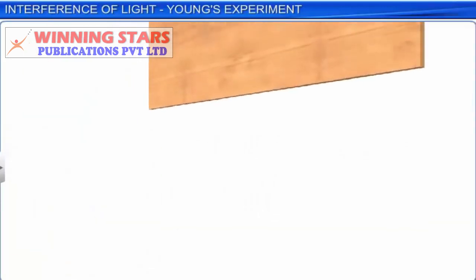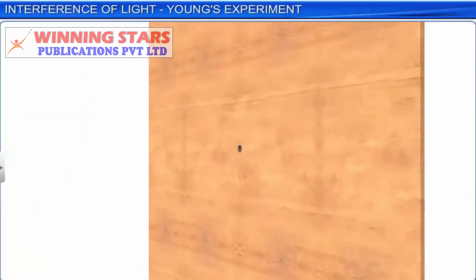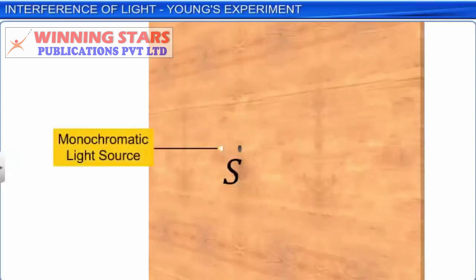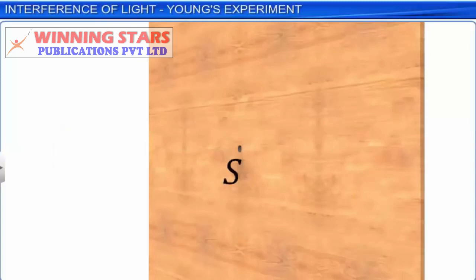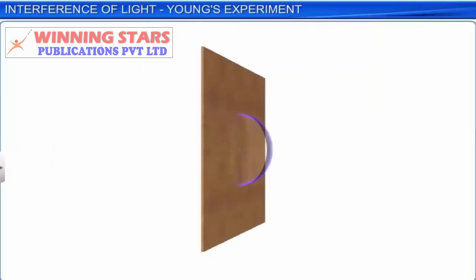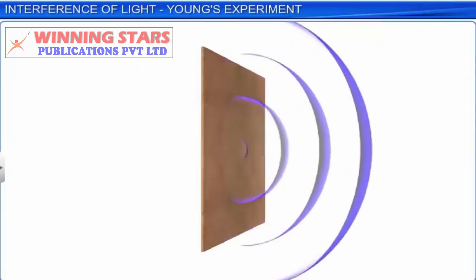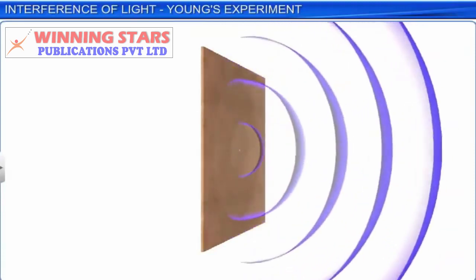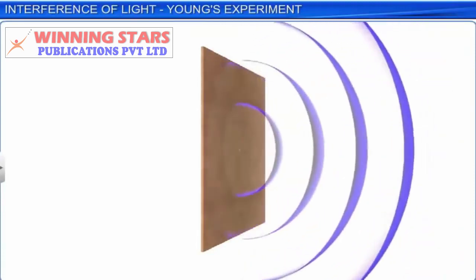Take an opaque screen with a small pinhole S and place a monochromatic light source to the left of the screen. Now, the pinhole S acts as a point source of light and propagates spherical light waves to the right of the screen in all directions.